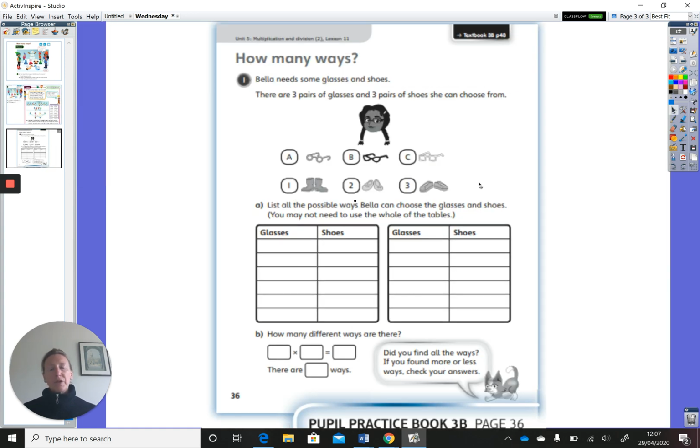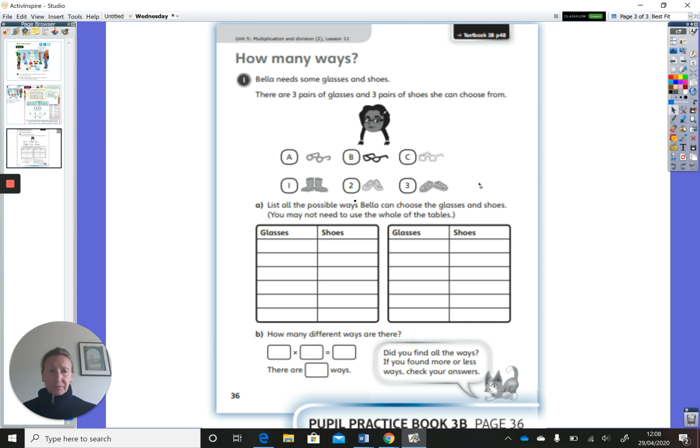And again, I'm going straight to your Power Maths books today, Power Maths 3B, and I've got it here in front of me, and it's page 36. And I thought we could have a look at this one together, and then you could go off and try it. And we have Bella this time, and Bella needs some glasses and shoes. And it says there are 3 pairs of glasses and 3 pairs of shoes she can choose from. And it says, part A, list all the possible ways Bella can choose the glasses and shoes. You may not need to use the whole of the tables.